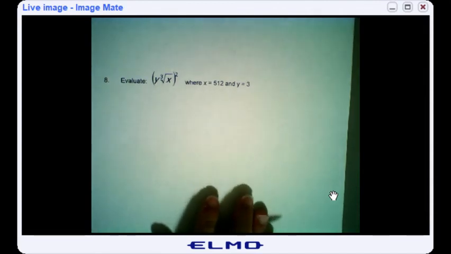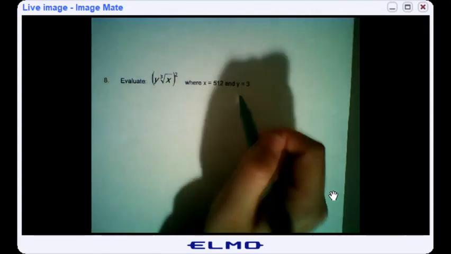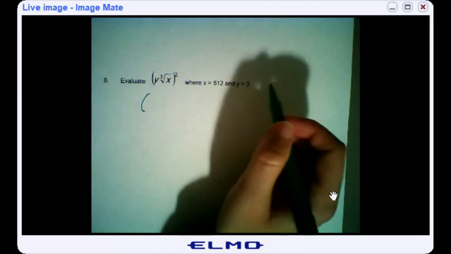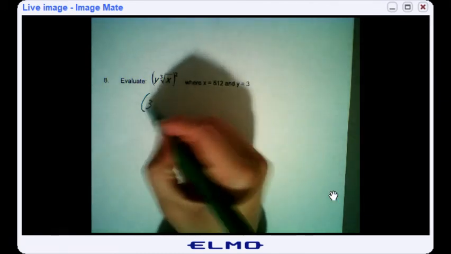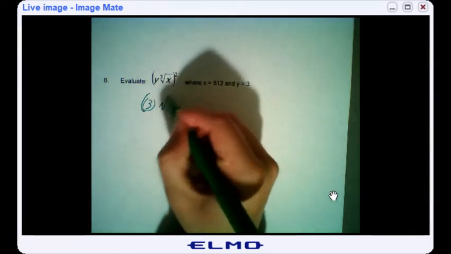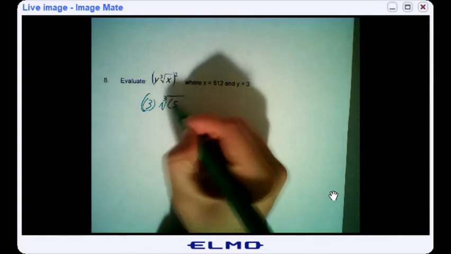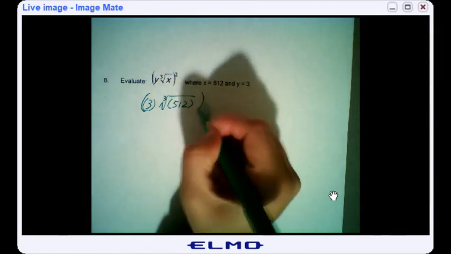And for our last problem, we're going to evaluate this. So we've got 3 times the cube root of 512, all of it squared.